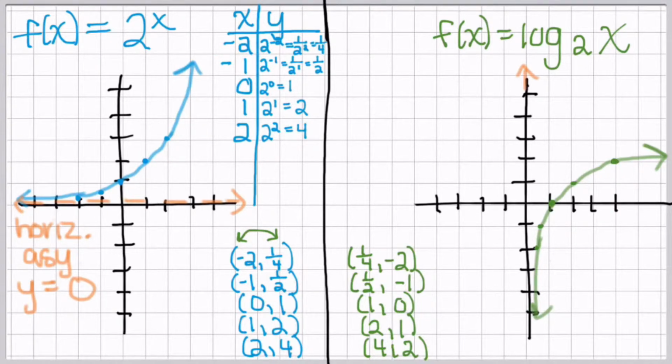Now, since the exponential function had a horizontal asymptote at y is equal to 0, if we switch the x and y values here, because they're inverses, we actually end up with a vertical asymptote at x is equal to 0.